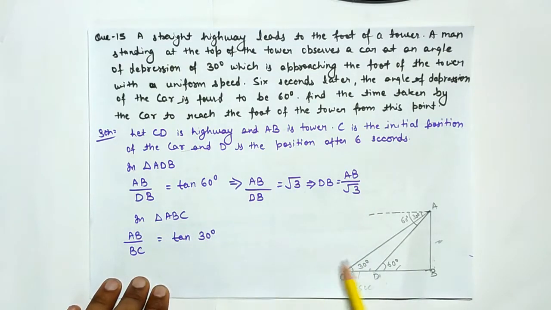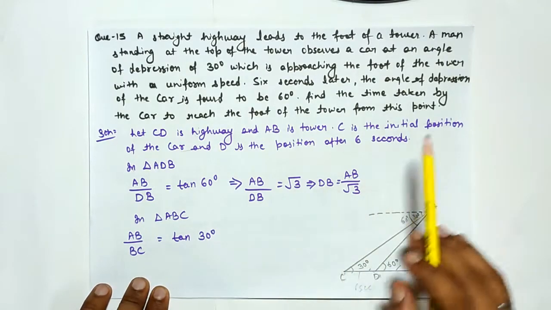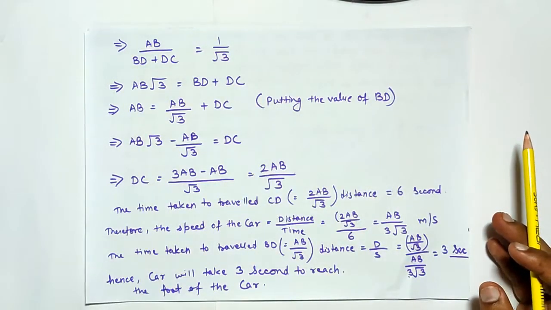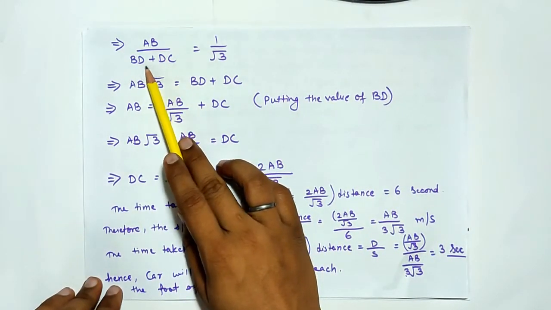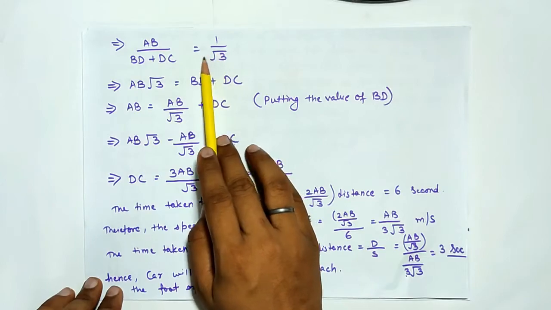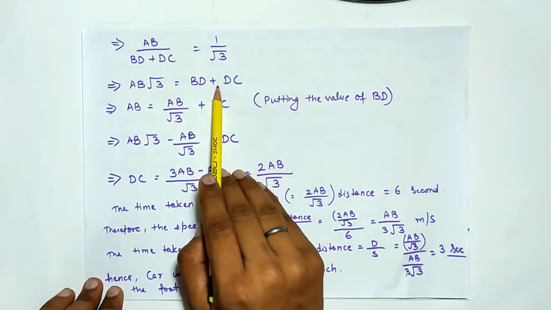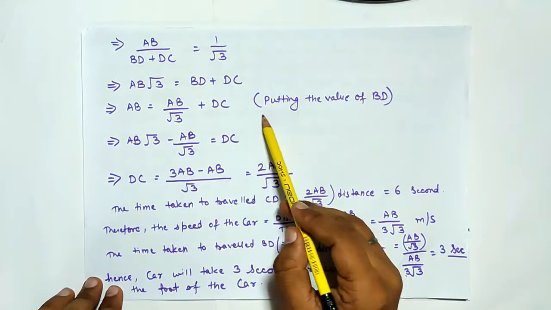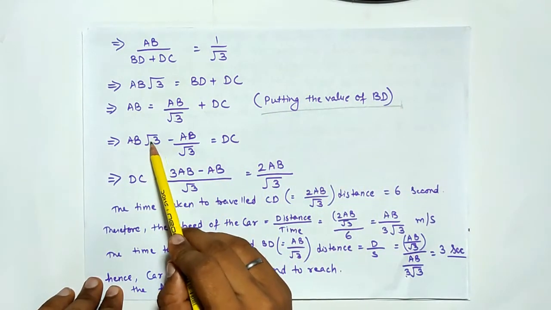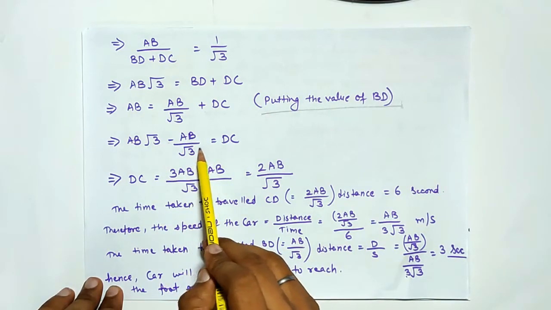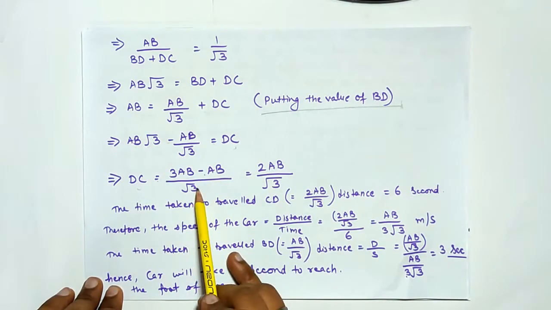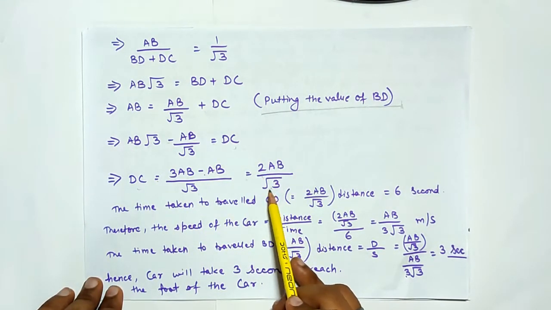In triangle ABC, AB upon BC is equal to tan 30 degree. That is, AB upon BD plus DC is equal to 1 upon root 3. AB root 3 is equal to BD plus DC. AB root 3 is equal to AB upon root 3 plus DC. Putting the value of BD, AB root 3 minus AB upon root 3 is equal to DC. DC is equal to (3AB minus AB) upon root 3, which is equal to 2AB upon root 3.